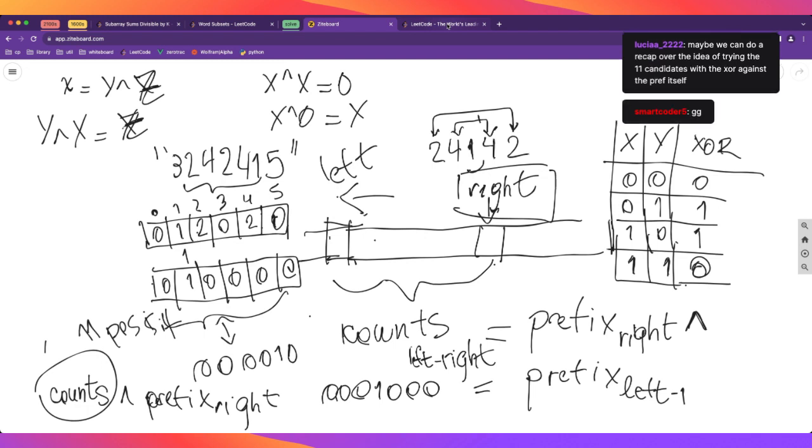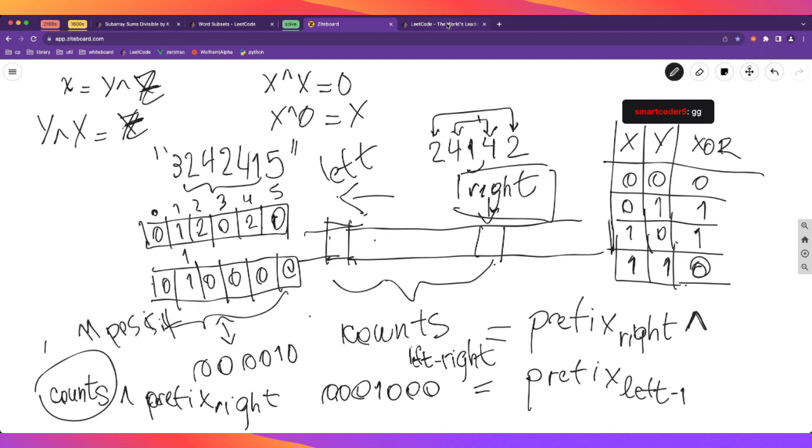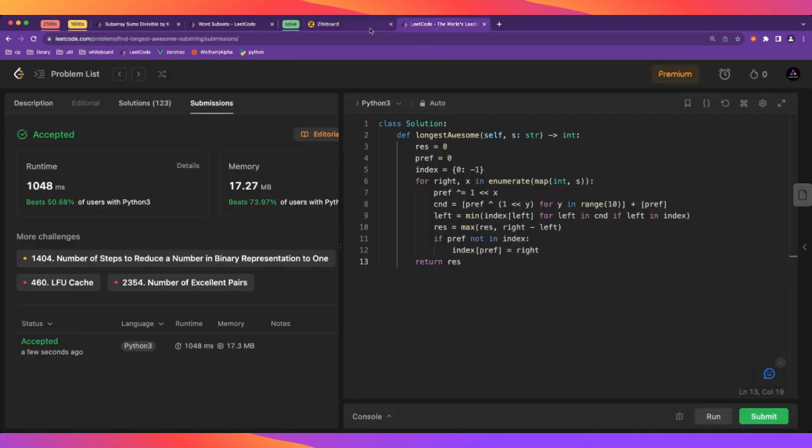Maybe we can do a recap over the idea of trying 11 candidates with the XOR against the pref itself. Yes. I wanted to do a high-level recap, but we can dive again into the justification.